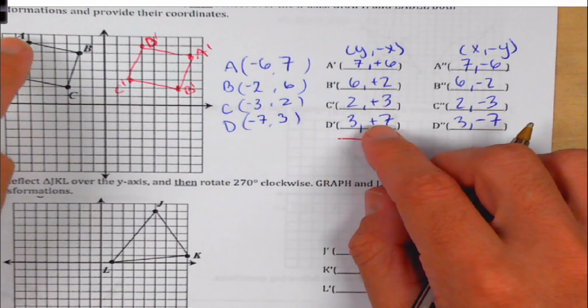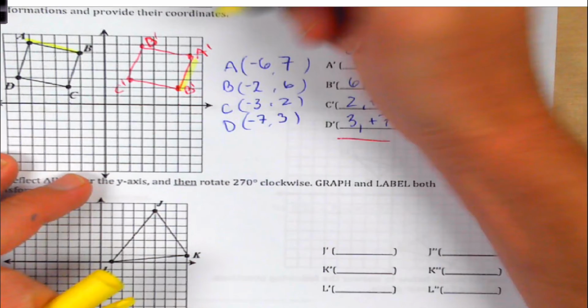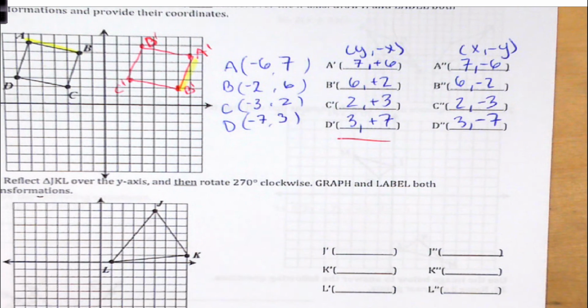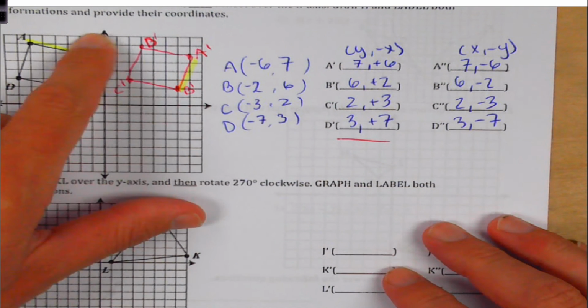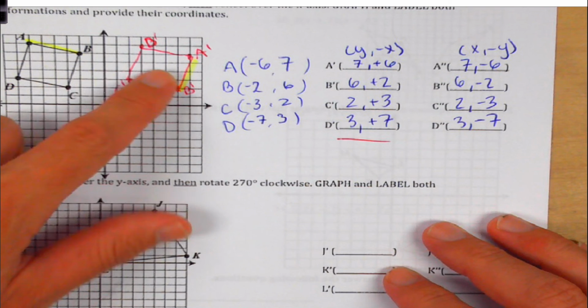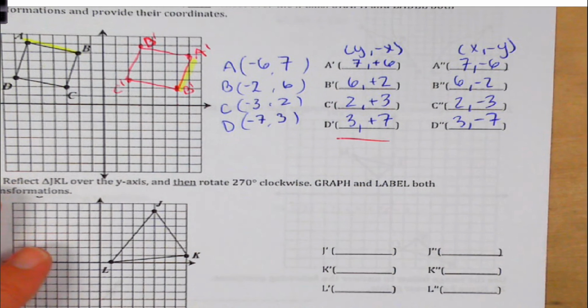But if you look at AB, this line right here and this line right here are the corresponding sides, and they do form a right angle. And we did go from this side clockwise to this side, so we did make the right rotation. So I feel good about that.